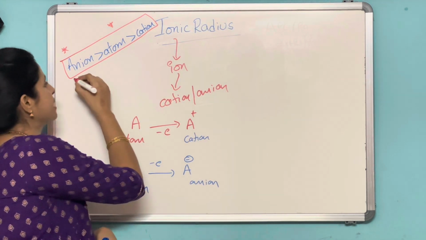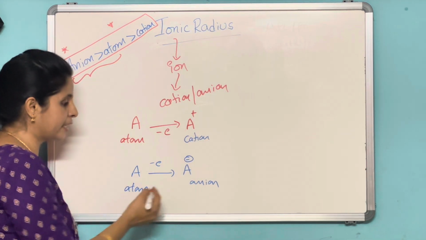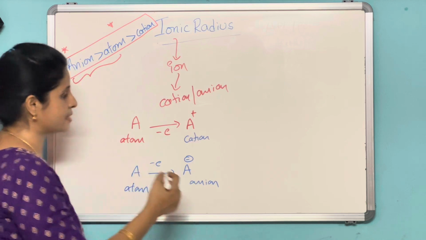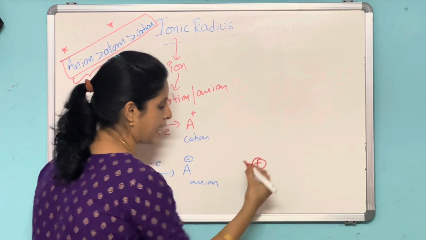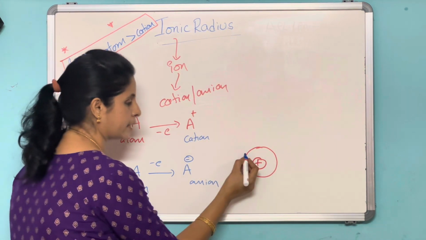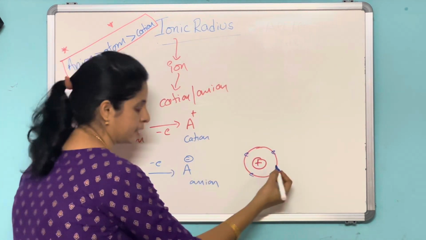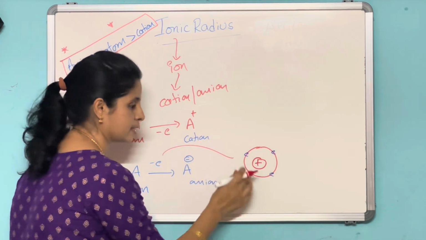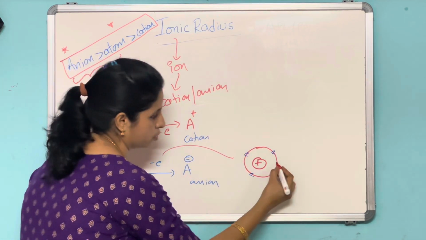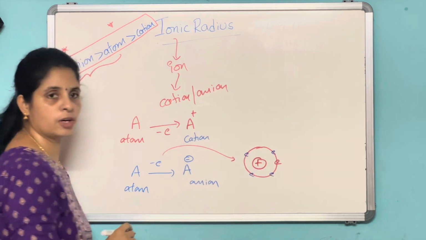Now we'll discuss first how the ionic radius of an anion is greater than its parent atom. For example, here the anion is formed by adding one electron. Let us take this atom, which consists of, say, 4 electrons, just assume. This is the parent atom. To this parent atom, we are adding one more electron.